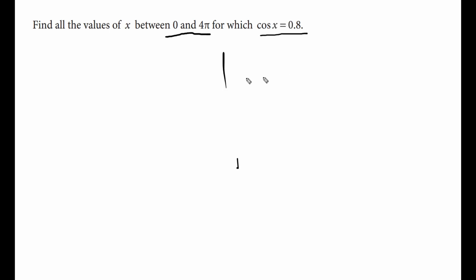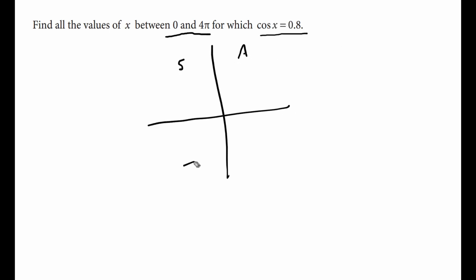We're going to go ASTC, and cosine is positive here and here. And to find the reference angle, you're going to hit cosine inverse of 0.8, which is about 0.64-ish. It's 0.643.